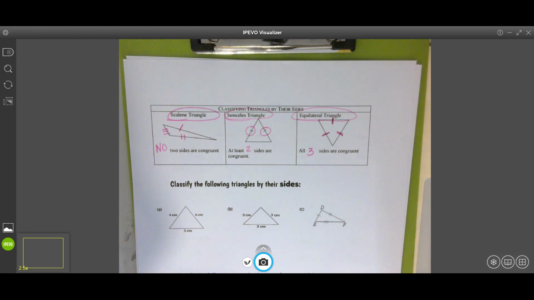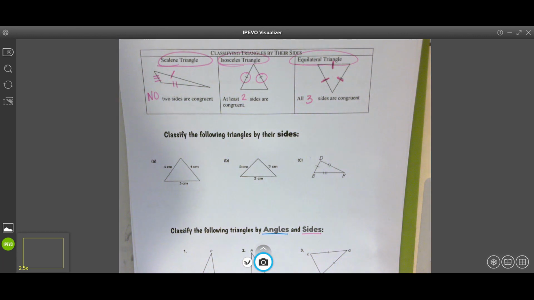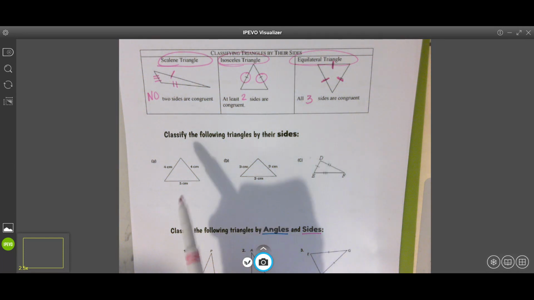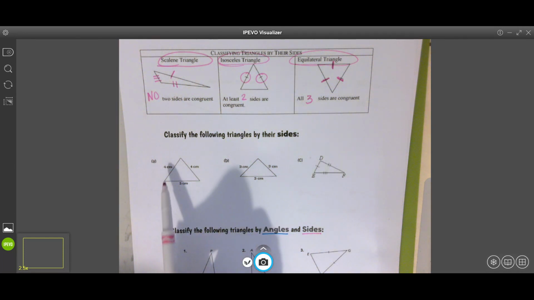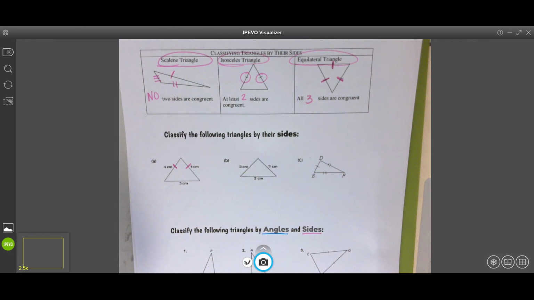Now having that information, we're going to classify the next 3 with the terms for sides. Before I do that, what I do like to do is use my knowledge of tick marks to add to my picture. This will help us in the future with other problems to come. So in the first piece, I can see in letter A, we have 4, 4, and 5. I'm going to put tick marks to the sides that match. So I have a pair of sides that match, which means that I have an isosceles triangle.